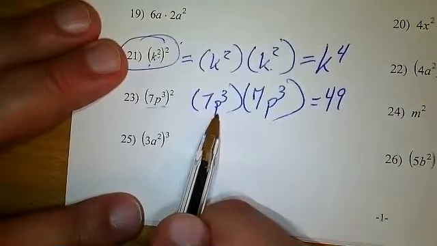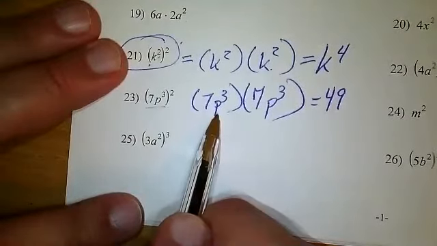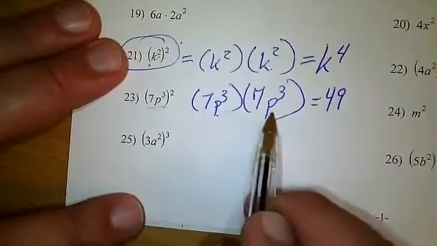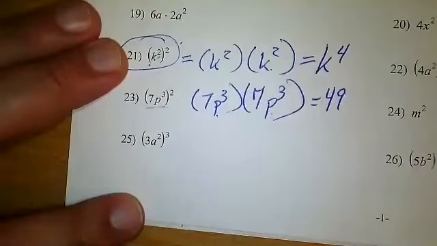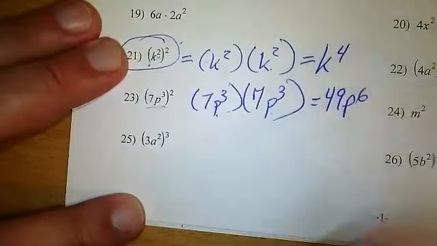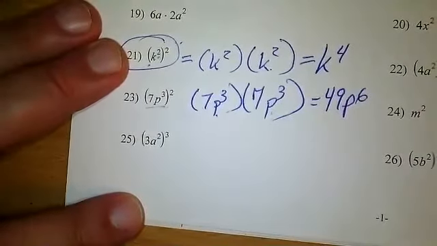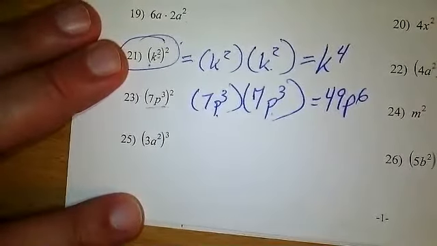Now, how many p's are here? Don't say 1. 3, right, Esteban. How many are here? 3. When I multiply 3 p's and 3 p's, I get p to the 6th, don't I? Because that means there are 6 of those items. So remember, this means I raise this whole thing to the 2nd power.